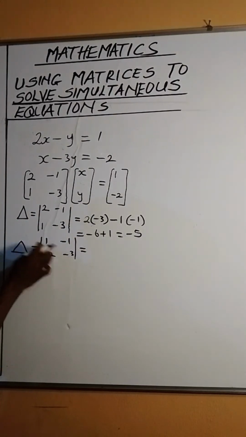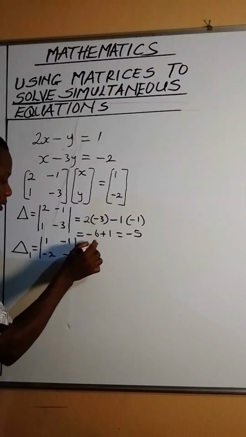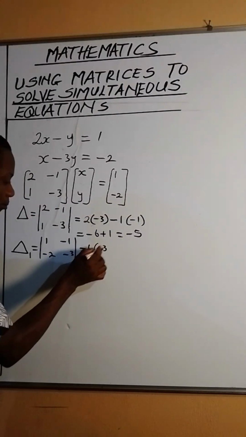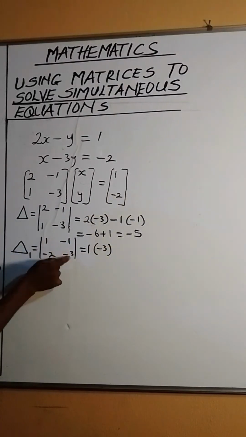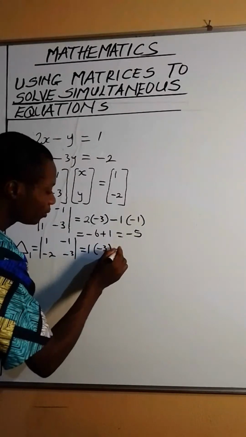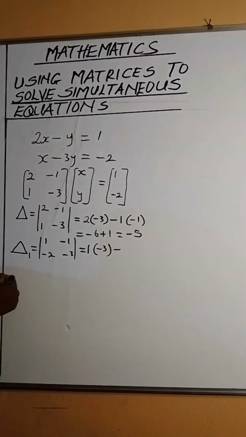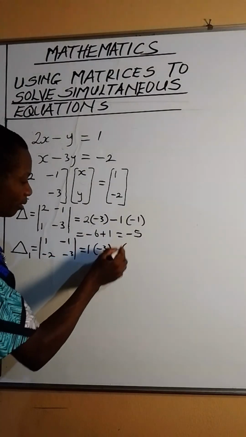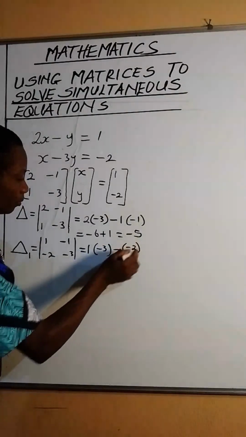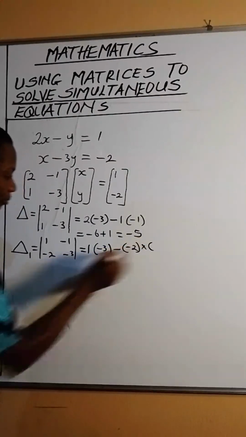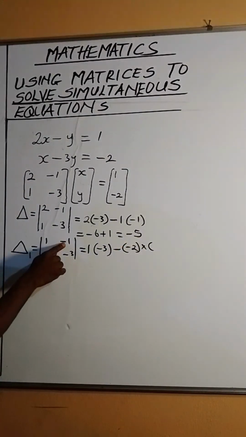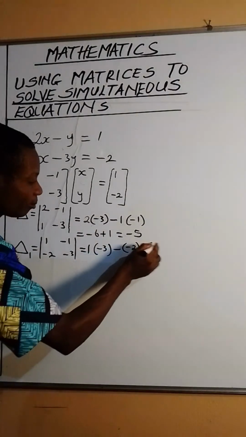1 times -3, open brackets, -3. Then here we have minus, the natural minus when multiplying across. Then here we have -2, so we are going to have -2, then times -1. So we have -1.